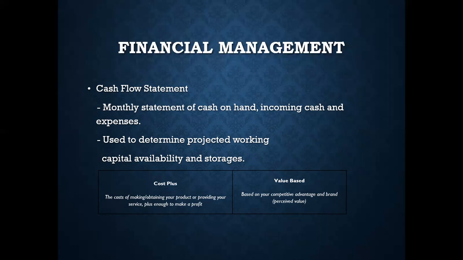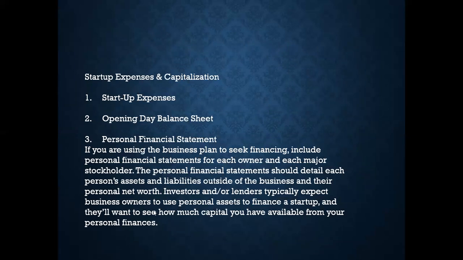When you're looking at costs, there are 2 ways you can look at costs. One is what we call cost plus. That's the cost of obtaining your product or providing your service, plus enough to make a profit. A value-based type of cost is based on your competitive edge and brand and perceived value, like Gucci.